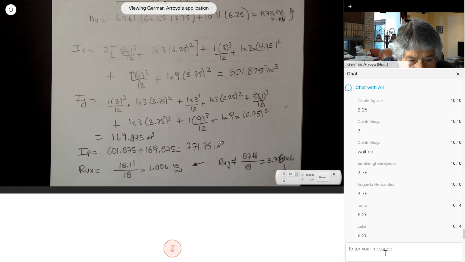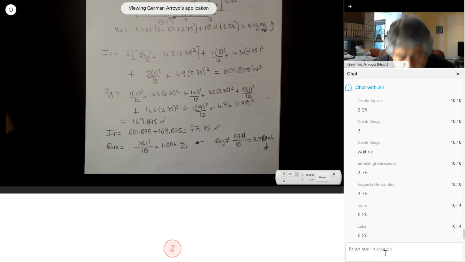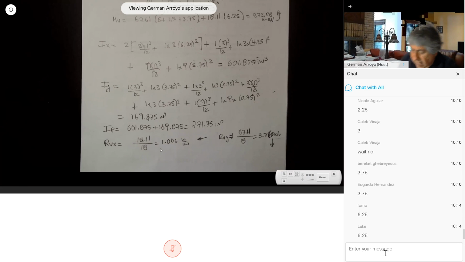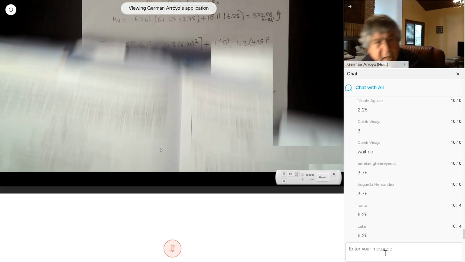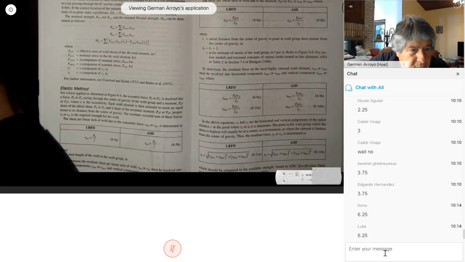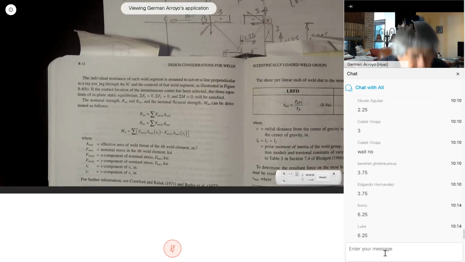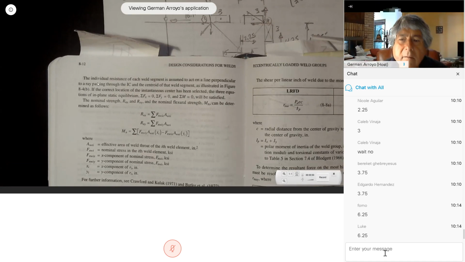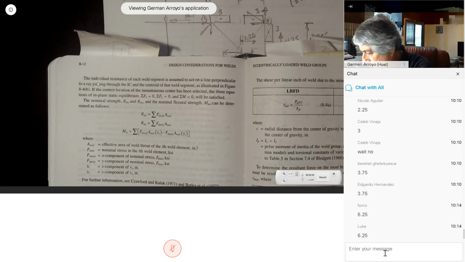We had Ip, now I'm doing Rbx. And several people have asked me about this. So I just want you to go to chapter 8, page 12. Several people asked me about this. Before the spring break, I mentioned that you should do this.